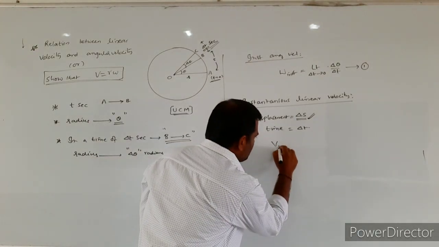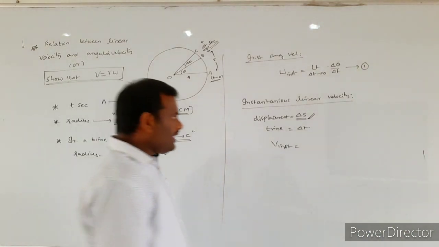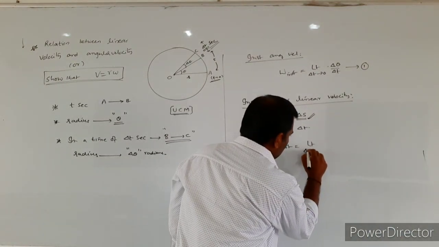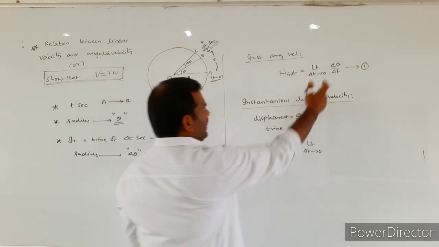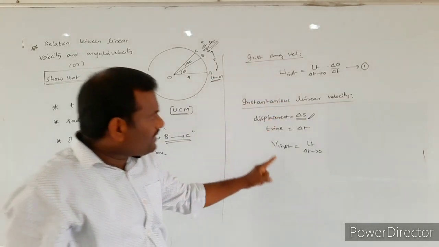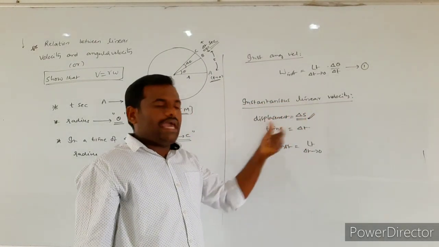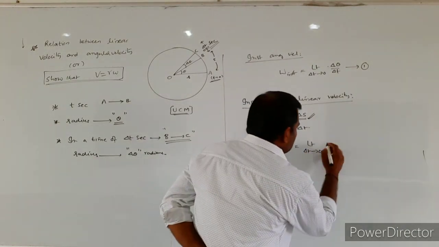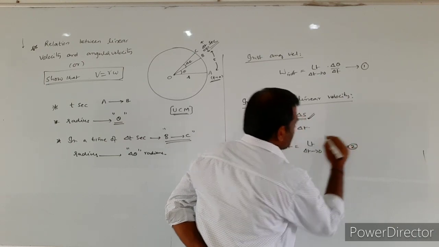Therefore, V instantaneous is equal to the limit as delta t tends to 0 of what? For the angular velocity, you wrote delta theta by delta t. For the linear velocity, we have to write linear displacement by time interval: limit delta t tends to 0 of delta S by delta t. Equation number 2.